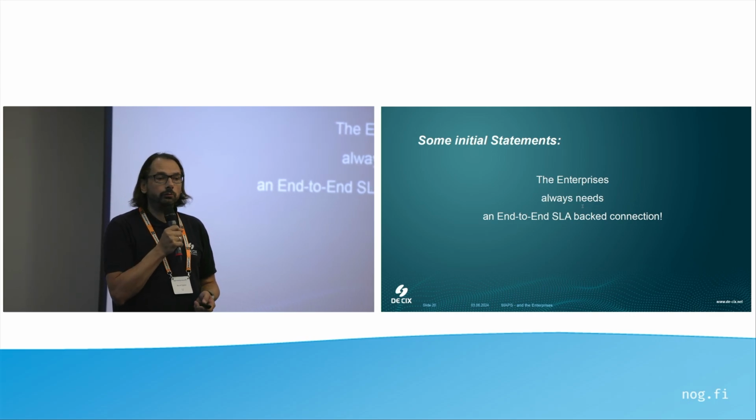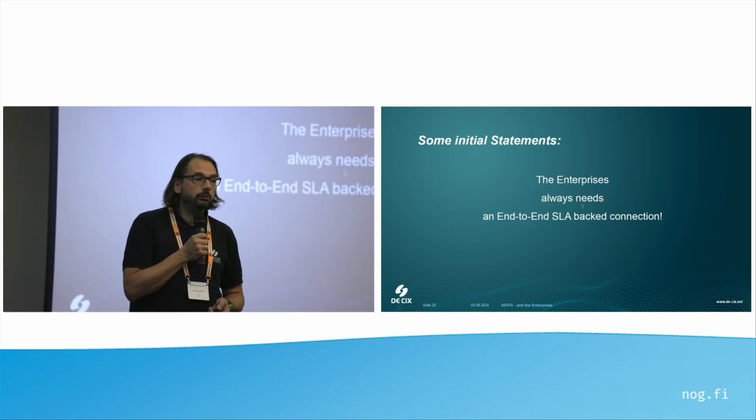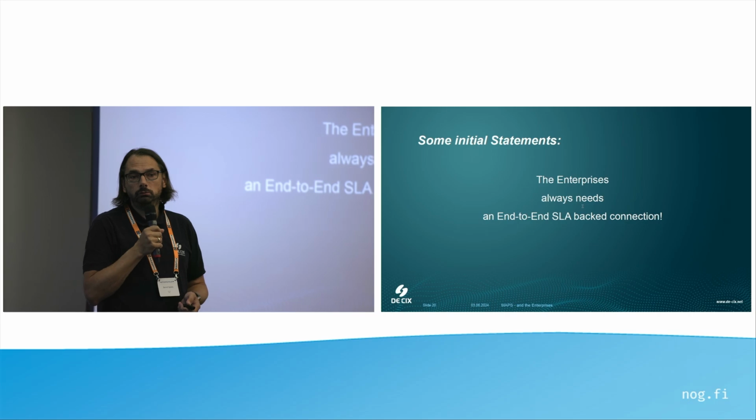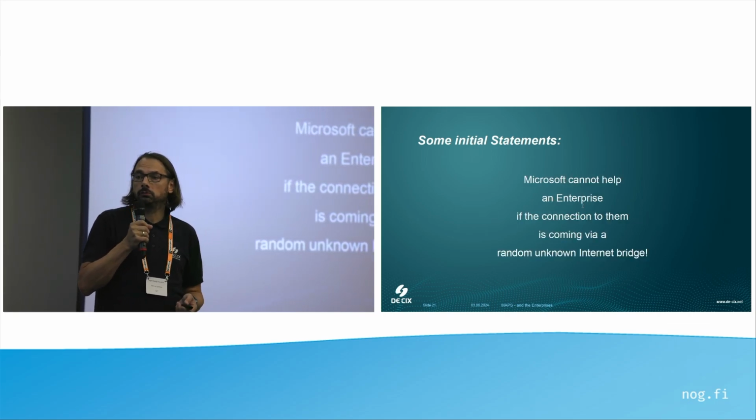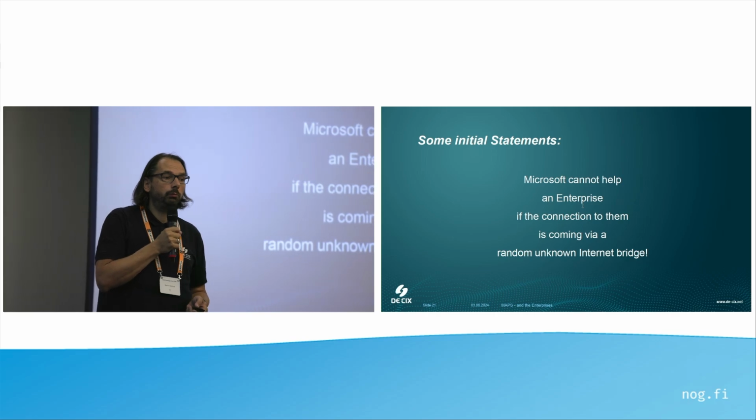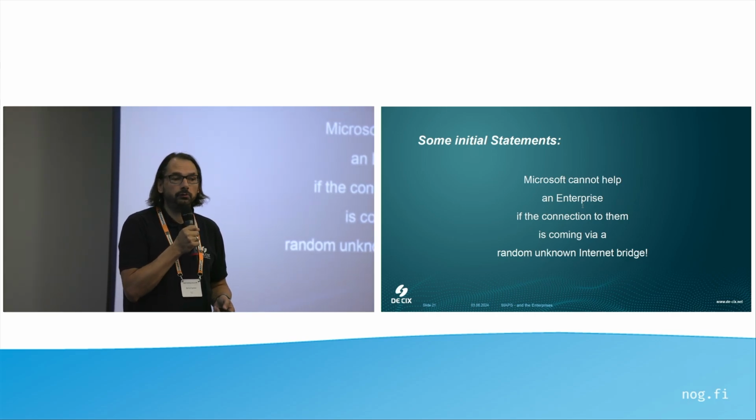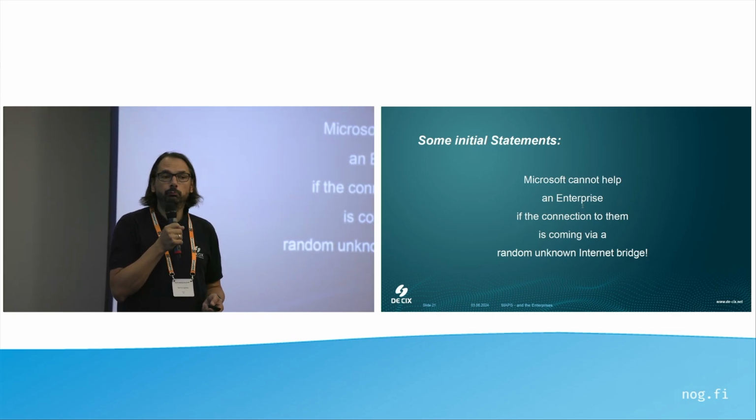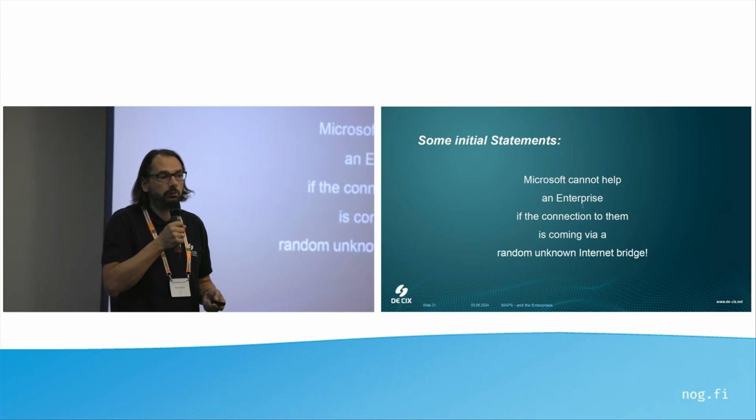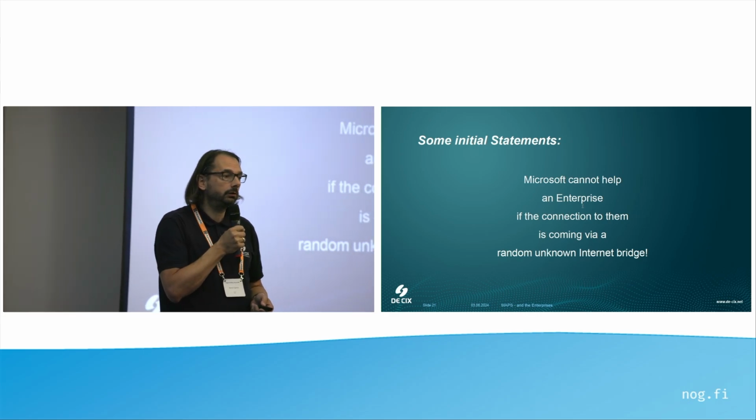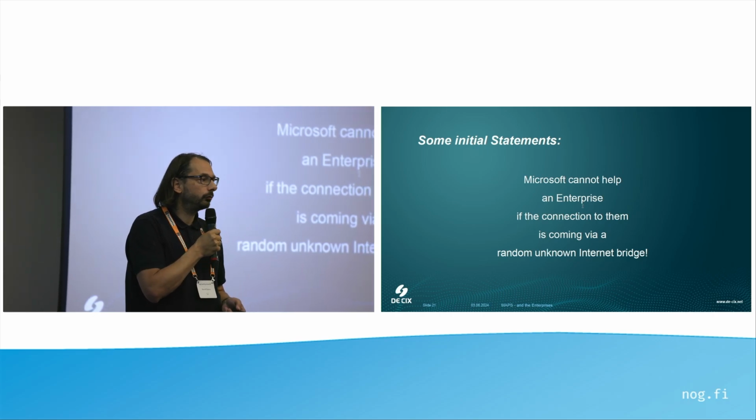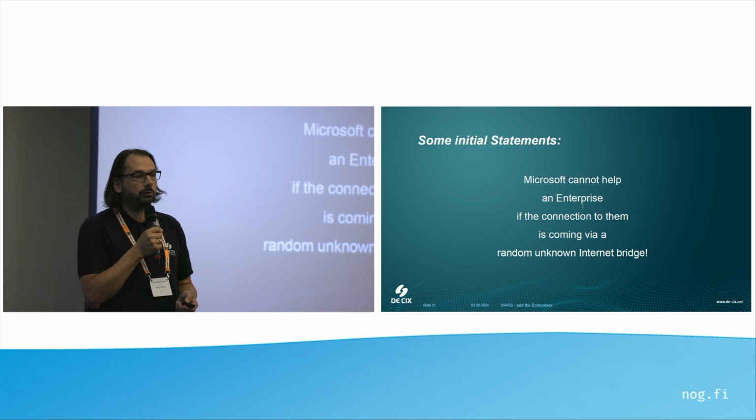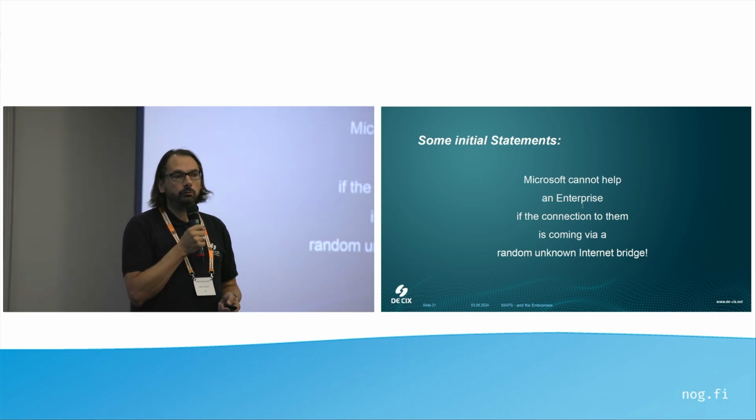The enterprise always needs an SLA, an end-to-end backed solution, that's clear. Microsoft cannot help or debug if you come as an enterprise via an unknown internet bridge. Unknown internet bridge means a generic standard IXP or a route server. Yes, Microsoft is typically not on route servers, but there are still exceptions out there.